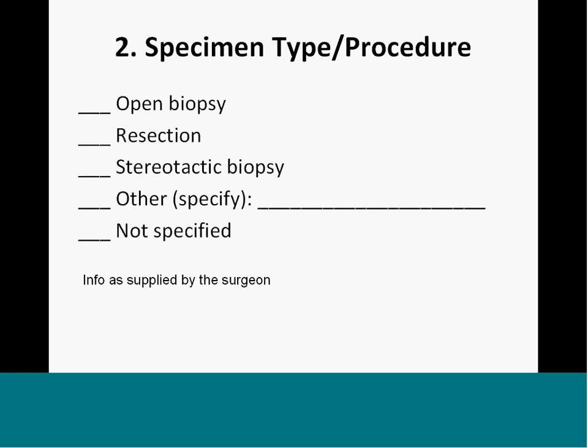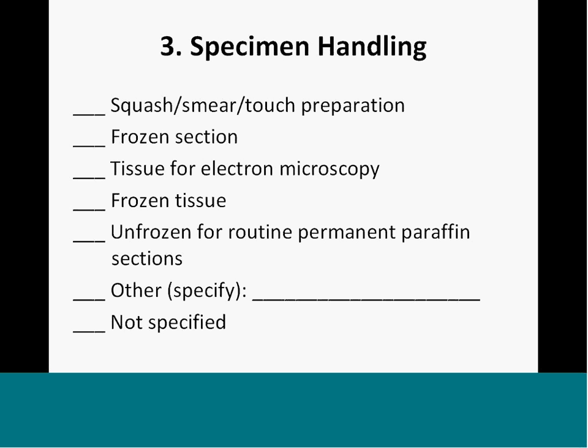Specimen type of procedure is a mandatory field. Options there are open biopsy, resection, stereotactic biopsy, other, and then specify or not specified, again as supplied by the surgeon. Now, of course, when we get a needle biopsy, it's usually a stereotactic biopsy.